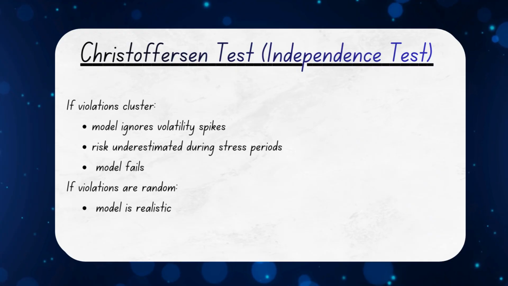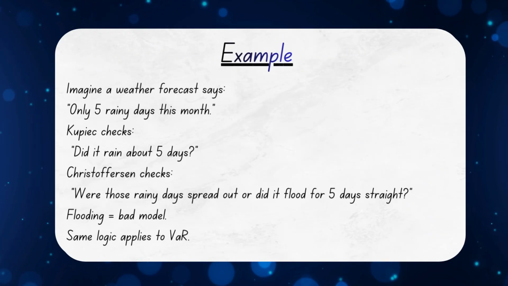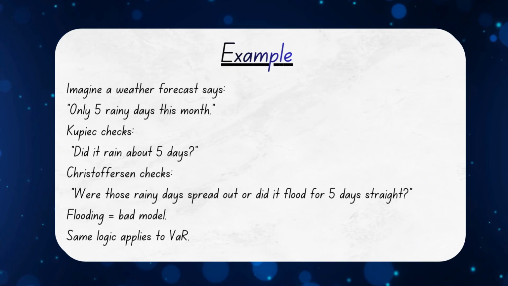A nice way to remember this is with a weather forecast example. Suppose the forecast says there will only be 5 rainy days this month. Kupiec checks whether it actually rained about 5 days. Christoffersen checks whether those rainy days were spread across the month or if it flooded for 5 straight days. Flooding means the forecast was clearly unreliable, even if the total number was correct.